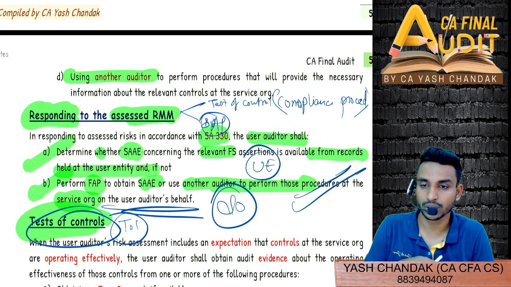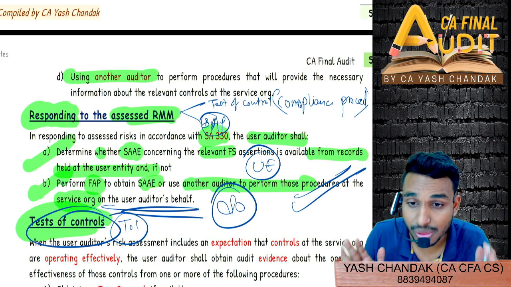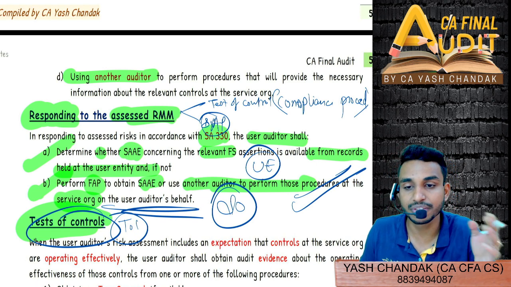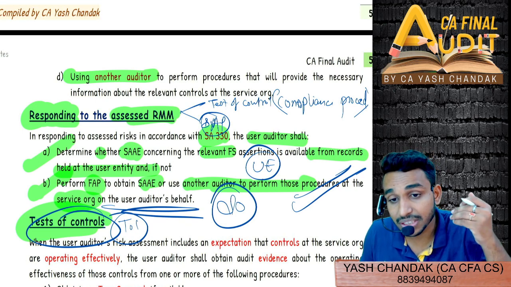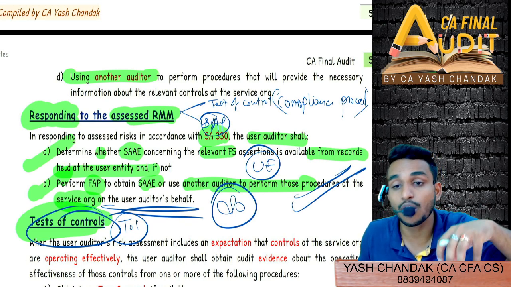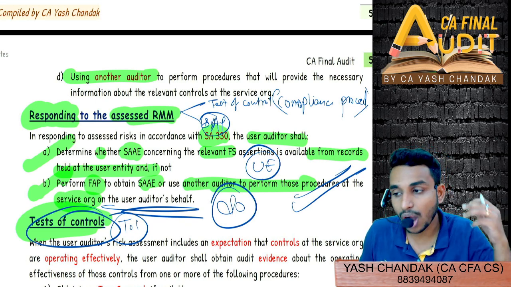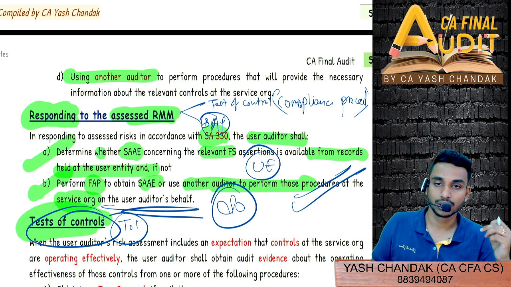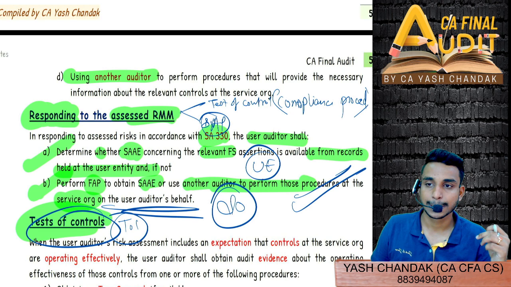Are you getting the question or not? We are now responding to the assessed ROMM. So how do we respond? We now start with FAPs. Further audit procedures will start with it. So now we have started with test of controls. We have to now test all the controls which are there. So what report should I obtain? Type 1 report or type 2 report? Type 2, sir. Type 2, why?